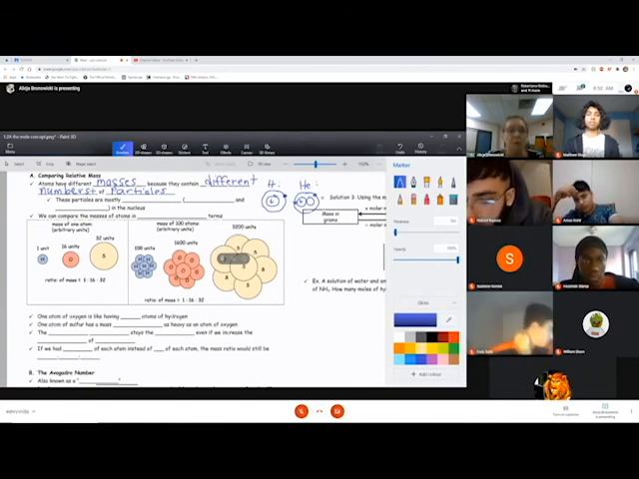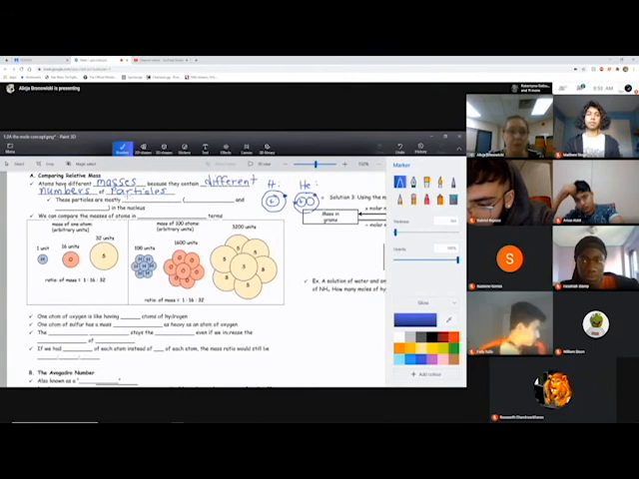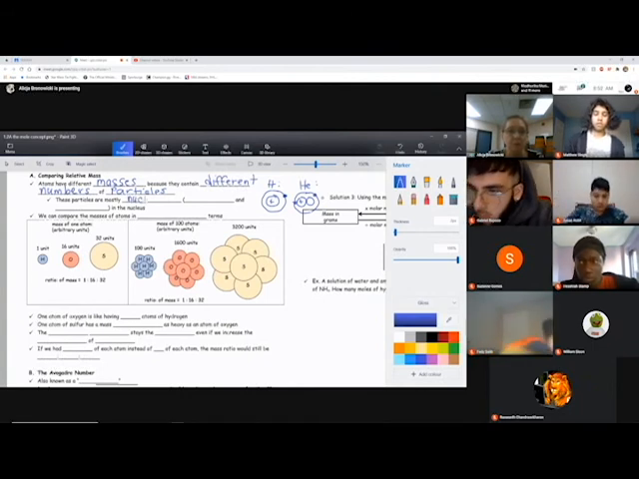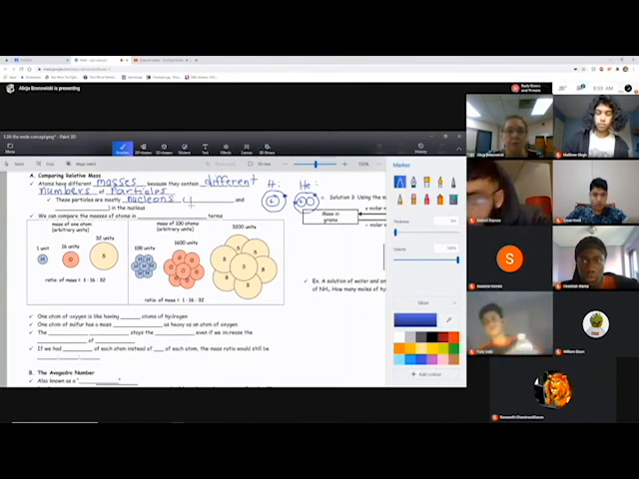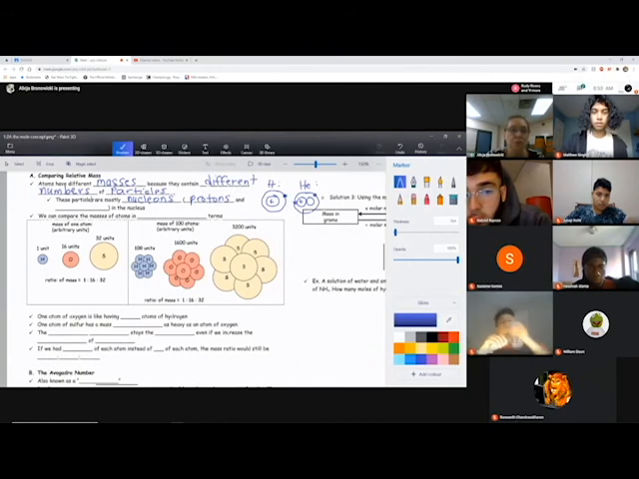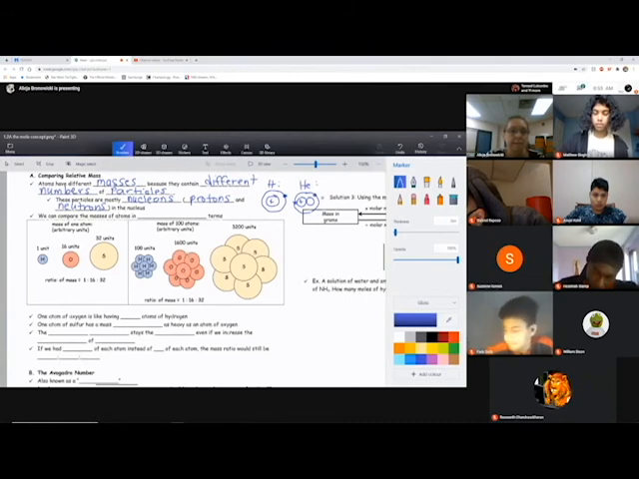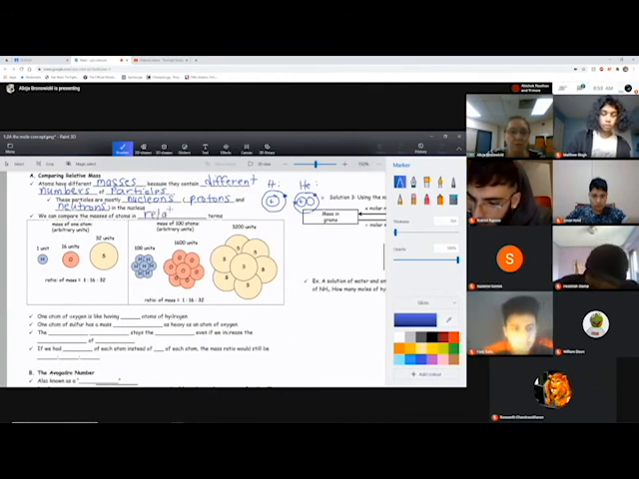So the particles that are different between atoms are called nucleons. But if you know what a proton and a neutron is, you know what a nucleon is, because nucleons are just protons and neutrons. Okay, so we compare the masses of atoms in something called relative terms. And that means that it's based on a comparison.